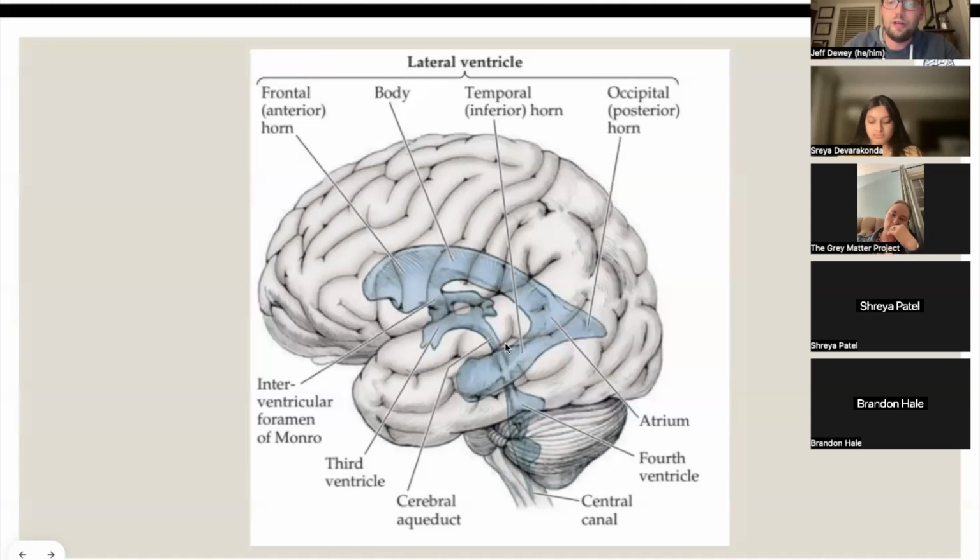You can imagine these are deep inside the brain, but they're showing them as if you could see them from the outside. And they look kind of like, I don't really know what they look like, but they have horns. They have a frontal horn, an occipital horn, a temporal horn, and a body, which connects the three horns. And they're filled with cerebrospinal fluid. And it's actually where the fluid is created.